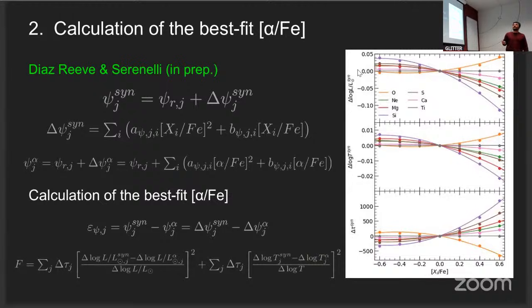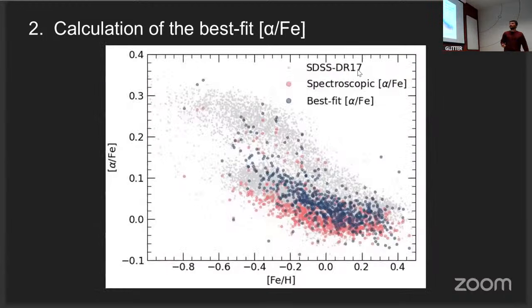We could do the same using the alpha enhancement ratio, but I said that we don't trust the spectroscopic alpha enhancement ratio. So what we did is that we subtracted these two quantities here and we minimize it. If we minimize this quantity, we obtain the best fit alpha enhancement ratio, which takes into account the chemical composition and also the evolutionary stage of each star. So with that, we computed the best alpha enhancement ratio for the stars included in the catalog.